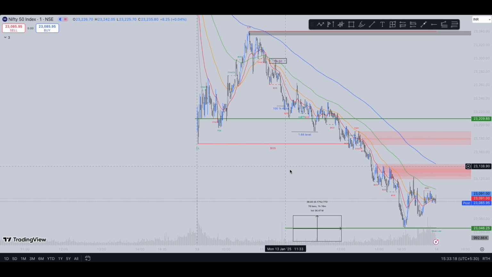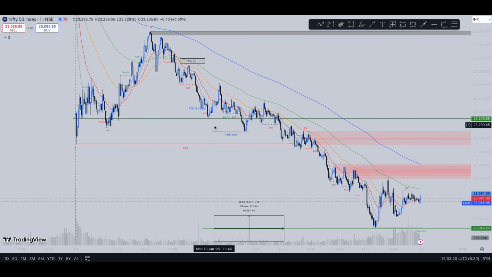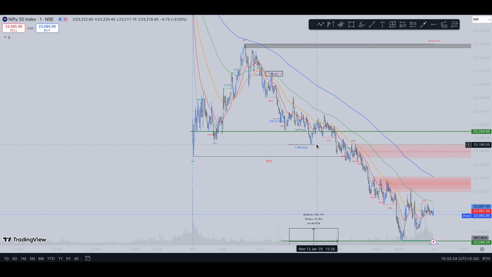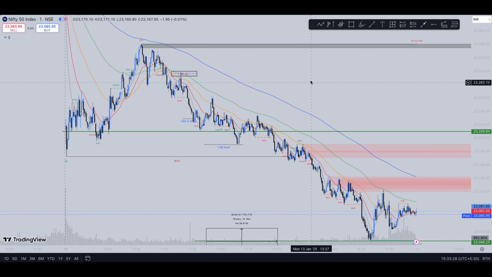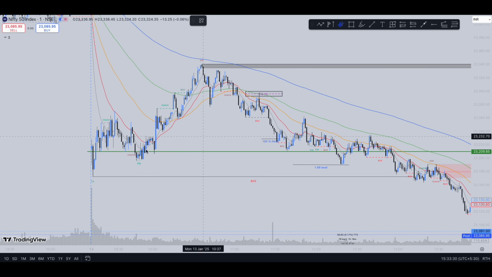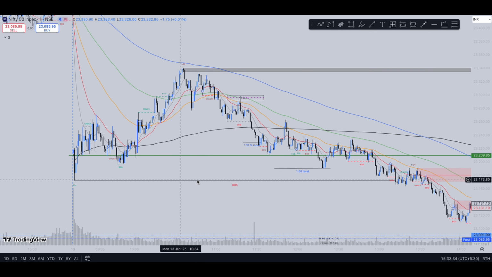You could have just trailed your stop losses, guys. After reaching here, you could keep your stop loss here or here. If the price crosses the 100 moving average, you could have exited your position. For better confluence, you could also draw the VWAP level.